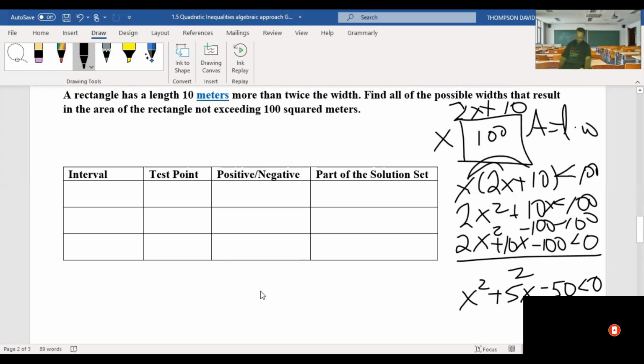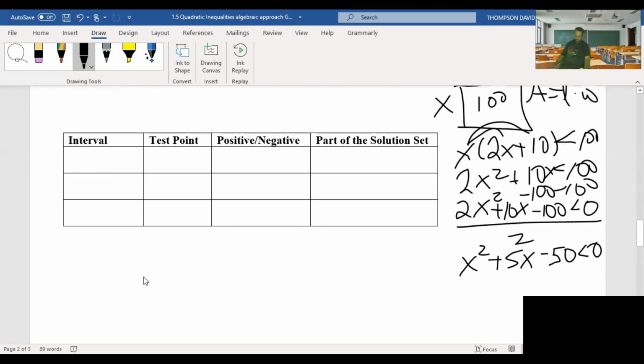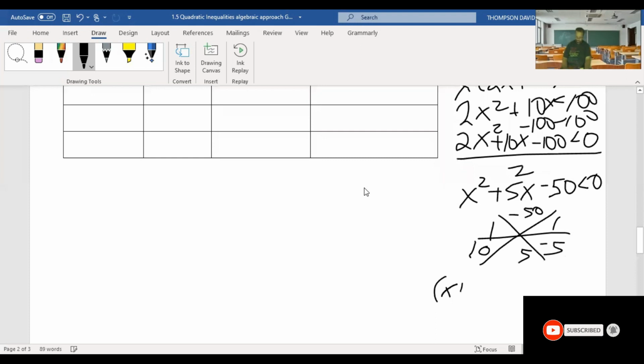We're going to factor our new quadratic. We have 1 and 1 on top, negative 50 on top, 5 on the bottom. So you want two numbers that multiply to make negative 50, but add to make 5. That will be 10 and negative 5. So our factored form just becomes x plus 10, x minus 5.